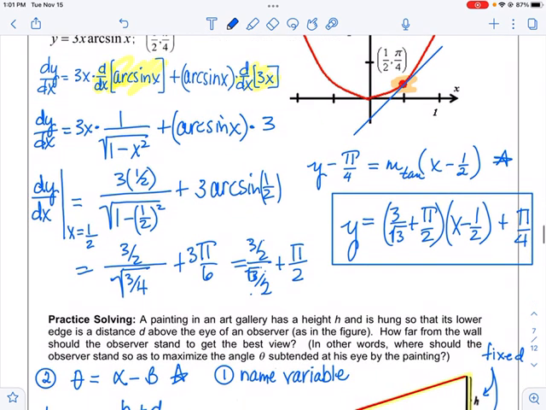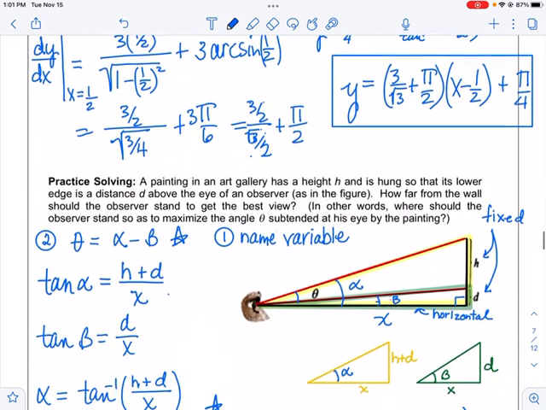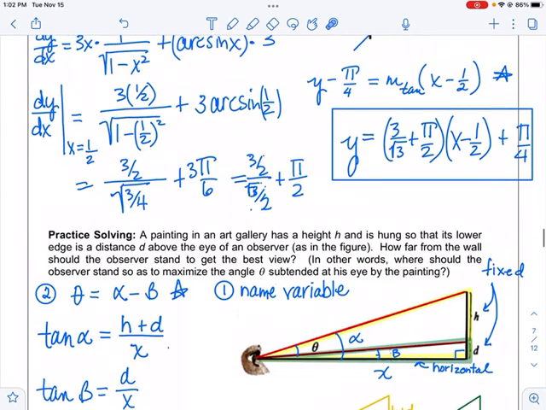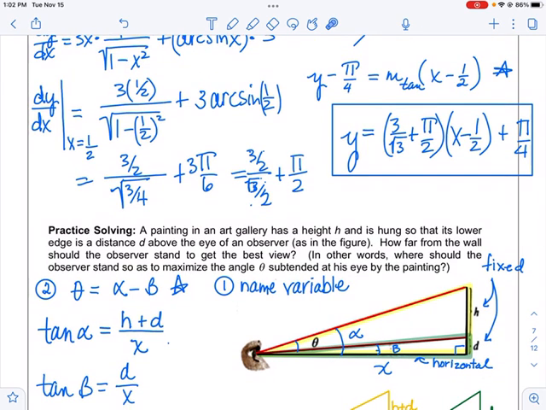All right, so the next one, I'm going to start this one. I actually have the work written down here because after some contemplation, I thought this is really a chapter 4 problem, but it's nice to look at it, that we have something to look forward to with these types of functions. So the first thing: a painting in an art gallery has a height h.